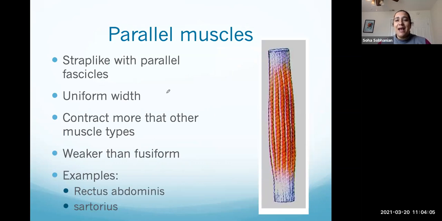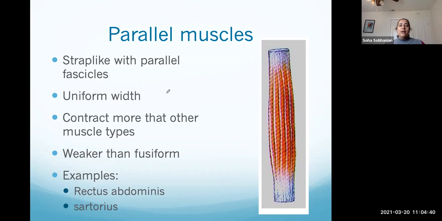Another type of muscle we have is parallel muscles. These are typically relatively weak muscles compared to the fusiform muscle. As the name implies, you don't have that narrowing at the end. You have a very uniform thickness to the muscle from the beginning to the end. These muscles are most commonly found in your abdominal region. So your rectus abdominis muscle, what we call your six pack, that's your rectus abdominis muscle.